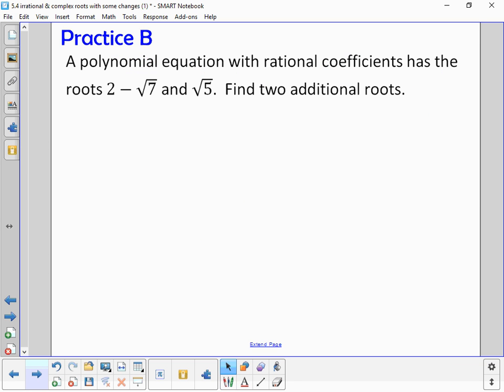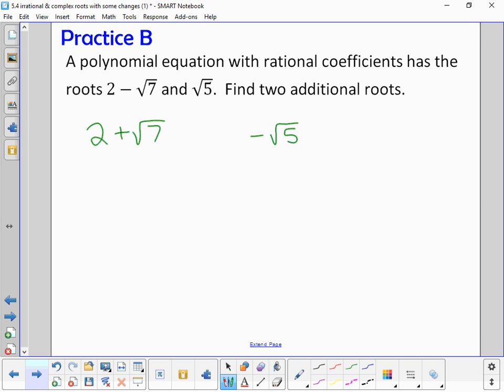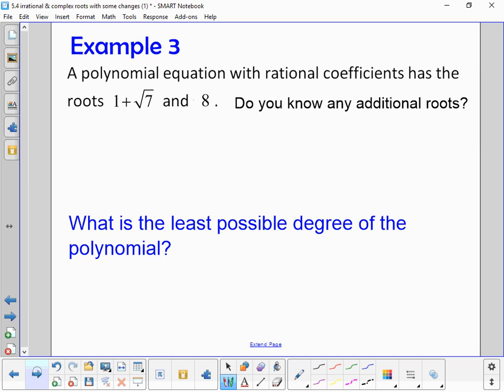All right, another one for you to try. And hopefully, as you read through this problem: a polynomial equation with rational coefficients has roots 2 minus root 7 and root 5. Find 2 additional roots. Hopefully you identified 2 plus root 7 and negative root 5 as the 2 additional roots.